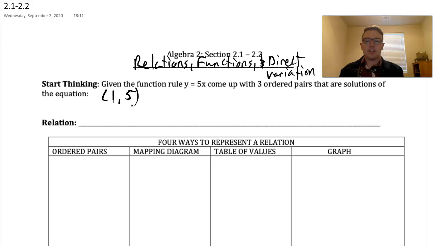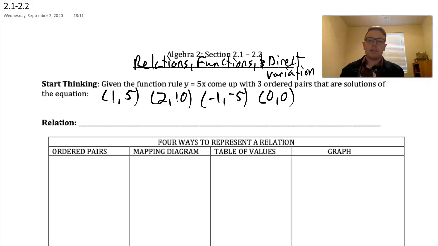Now quickly, think of another 2, write them down. Could be something like 2 and 10. Could be -1, -5. Could be even something like 0, 0, because what happens when we put 0 in? 5 times 0 is 0.